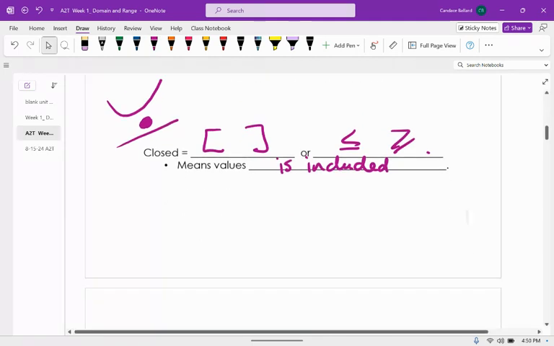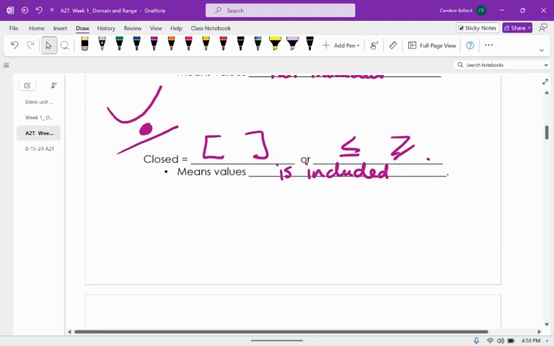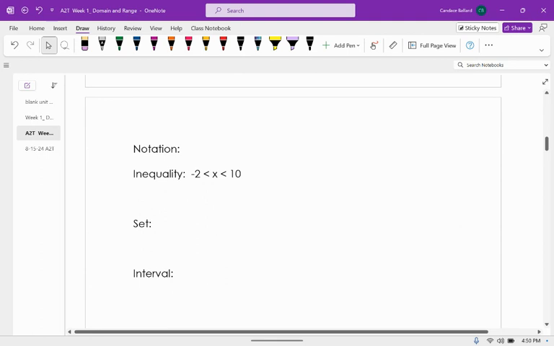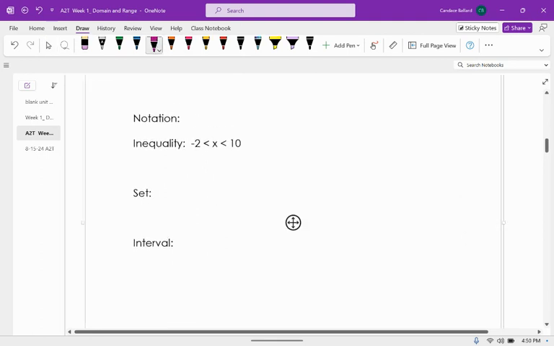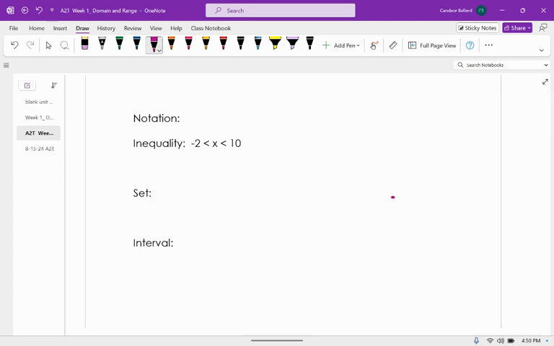All right, so let's put these two things into practice now. Oh, there's one other thing, notation. So this is what something would look like in inequality notation, meaning we use the inequalities. It's kind of like a sandwich. Your smaller number goes first, your bigger number goes second. We always use less than symbols.